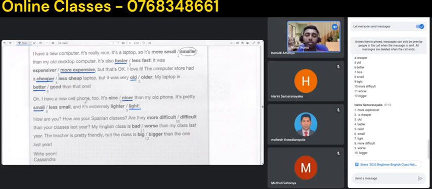I have a new cell phone too. It's nicer than my old phone. So here they are comparing with the old phone. Since they are comparing, we have used the comparative form. It's pretty small and it's extremely light. So here they are not comparing. Since they are not comparing, we are not going to use the comparative form.